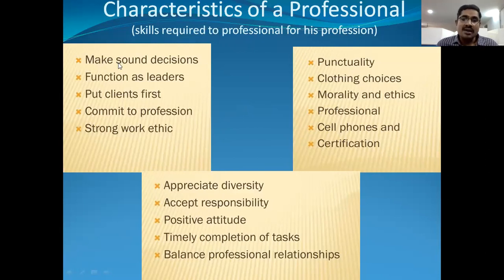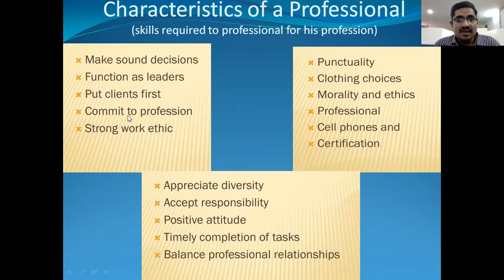So look at this. Make sound decisions, meaning taking good decisions. It is one of the skills, right? And the next thing is function as a leader. Every professional should lead his team, giving guidelines and directions to the team. That is called leadership. So the function of a leader is another characteristic of professionalism.